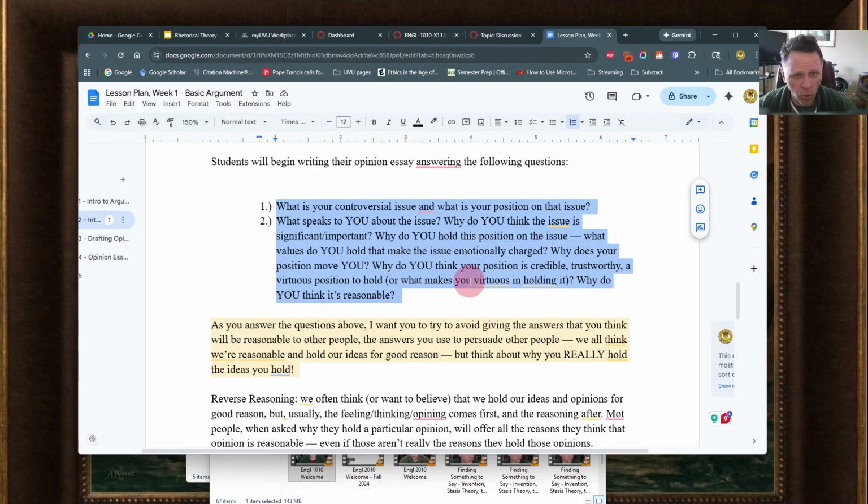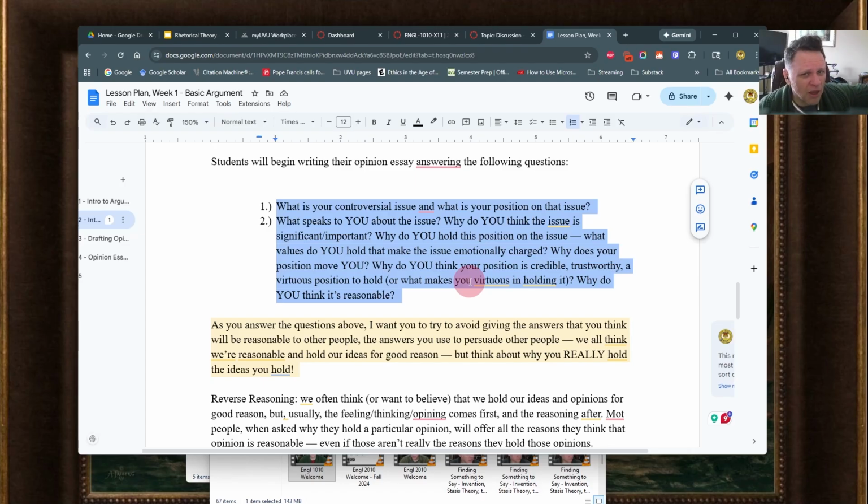Why do you hold this position? Why do you specifically hold this position? What is it about this position that makes you think what you do about it, that makes it significant to you? What values do you hold that cause you to take the position that you take? Emotionally, why does your position move you? What is it that makes you emotionally invested in this position? Why do you think your position is credible?